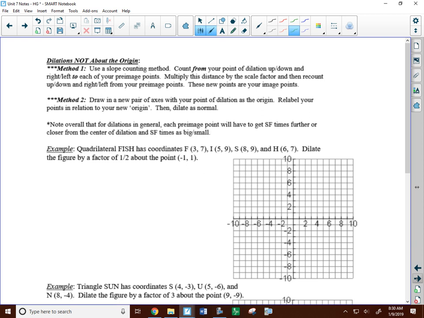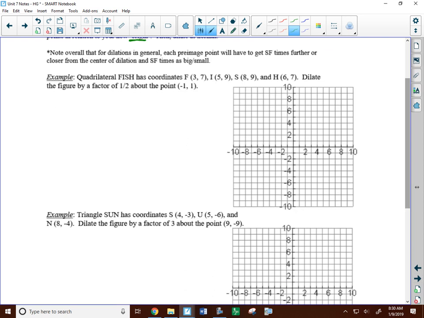Dilating, not around an origin. Okay. Dilate not around an origin. I give you two methods for this one. And what I call method 2 is kind of the same as the rotations one. You draw a new set of axes, you relabel the points, and then you dilate as normal. Okay, so if you like what I just did on the last one, this is the same thing. There's another method I'll talk about here when I do the next one.